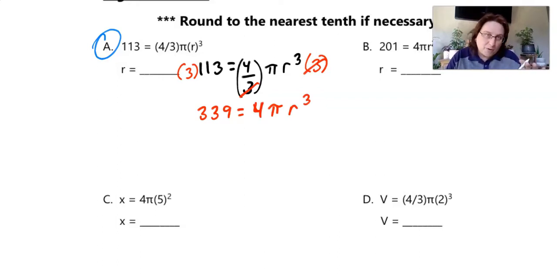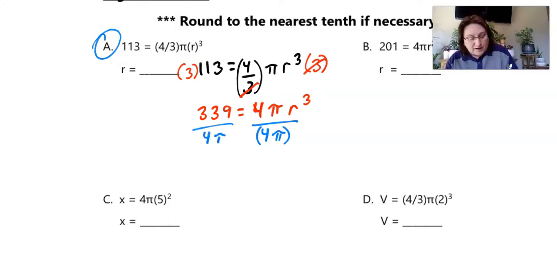Now, if you remember, when we want to get r all by itself, I could divide by 4 pi, but I need to put it in parentheses, don't I? Divide through by 4 pi. These cancel out, don't they? So I have 339 divided by, in parentheses, 4 pi. Now that gives me, I don't know about you, but I got 26.97 equals r cubed.